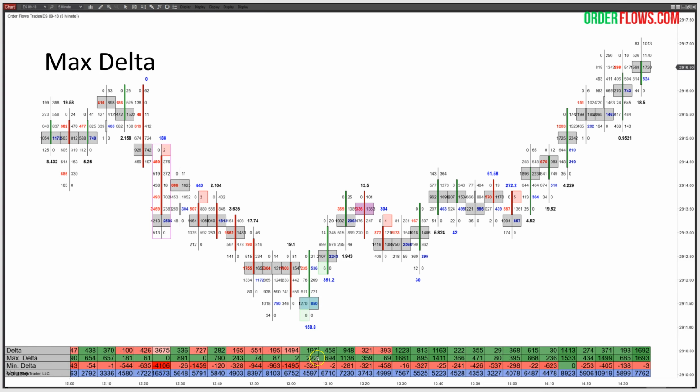When you see a bar closing near its max delta number, it's telling you that buyers really took control of that bar, especially if you're looking at a range-based chart. This happens to be a minute-based chart. But if you're looking at a range-based chart and you're seeing a lot of bars close near the max delta, it's telling you this market is moving with strong aggressive buying.